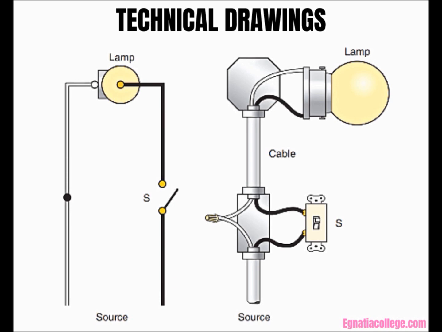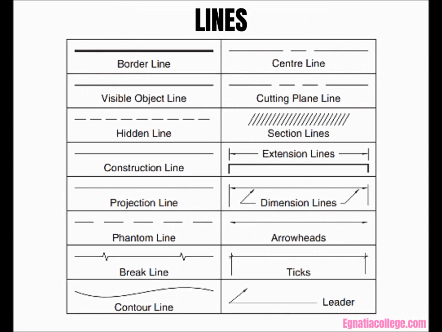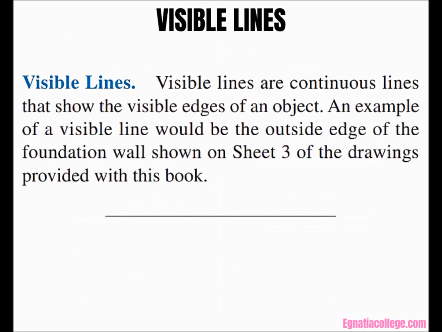Lines. The lines that make up working drawings are sometimes referred to as the alphabet of lines, since each one is unique and conveys a special meaning. This figure shows types of lines commonly found on construction drawings. Visible lines. Visible lines are continuous lines that show the visible edges of an object. An example of a visible line would be the outside edge of the foundation wall shown on sheet 3 of the drawings provided with this book.